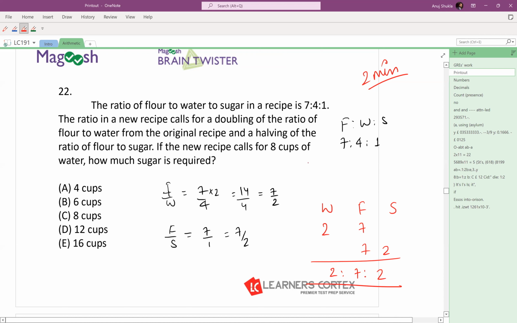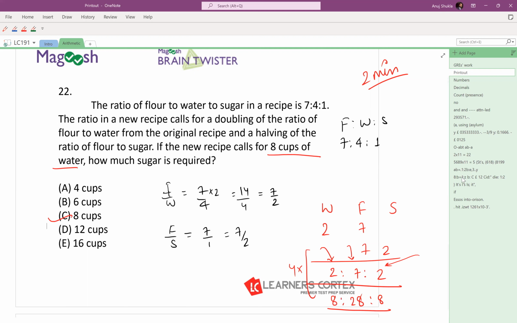What they're saying is the new recipe calls for 8 cups of water. For every 2 cups of water, 7 cups of flour and 2 cups of sugar will be needed. 8 cups of water means multiply by 4. So 8 cups of water will need 28 cups of flour and 8 cups of sugar. They ask how much sugar is required: 8 cups. They ask flour, so 8 cups of water will require 28 cups of flour. I hope this is clear.